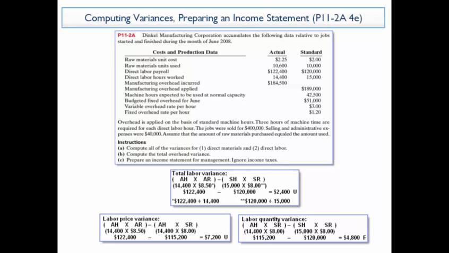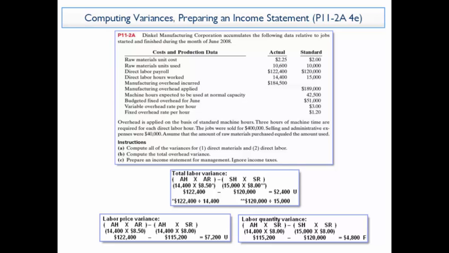Okay, so we have actual hours times standard rate equal to $115,200, which is less than the $120,000 that we get when we multiply standard hours times standard rate, and as a result, we have a favorable variance of $4,500.